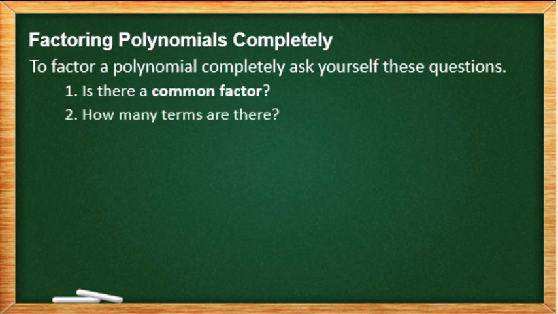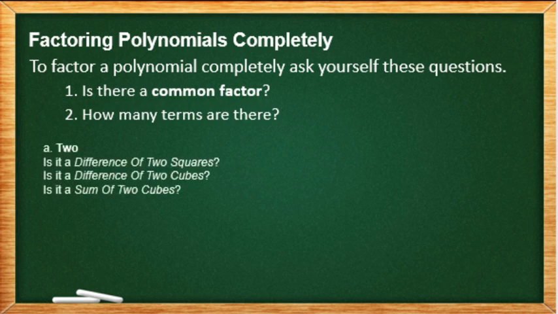Next, how many terms are there? Kapag wala na common factor, pag binomial ba siya, or 2? Is it difference of two squares? Means perfect square yung dalawa. Pag hindi, is it difference of two cubes? Pag difference, it means minus. Perfect cube yung dalawang terms. Kapag plus, perfect cube din yung dalawang terms.